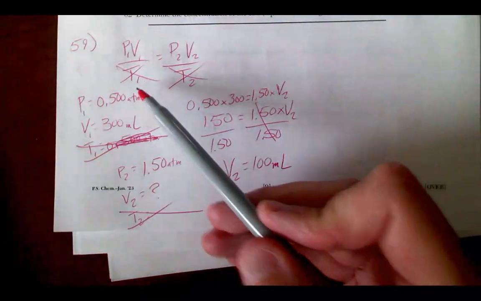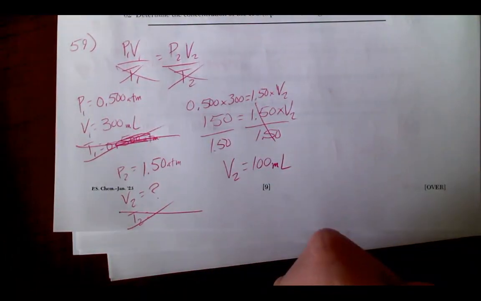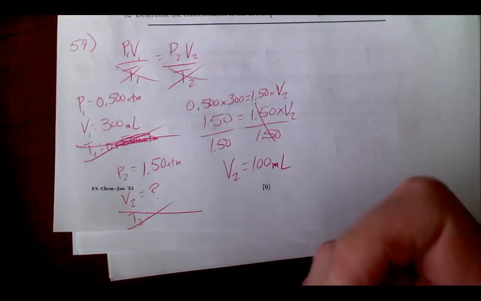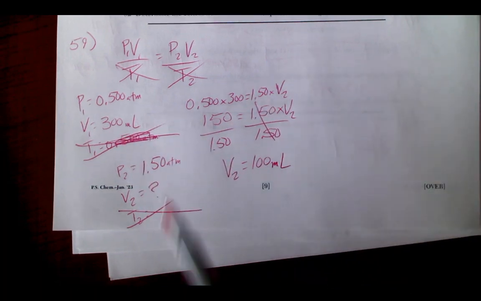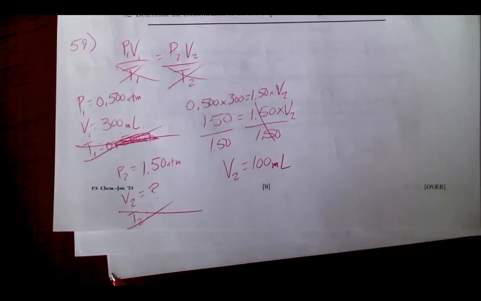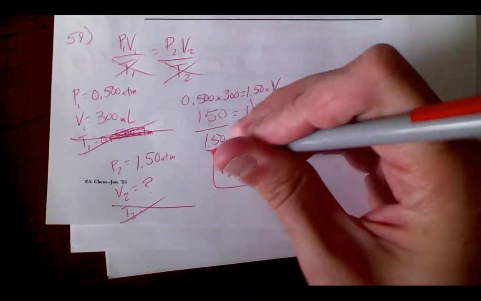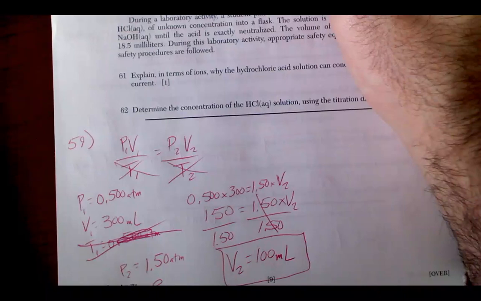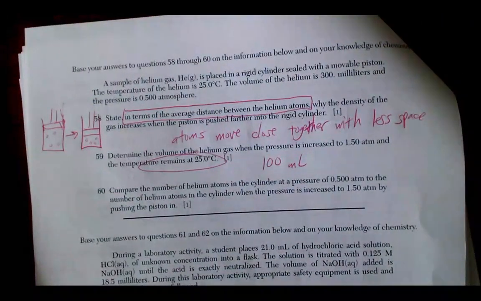But when the pressure is tripled, the volume gets cut, not in half, but by 3. So it goes from 300 down to 100. You tripled the pressure, so you divide the volume by 3, and that's what your volume ends up being. So the new volume will be 100 milliliters. So that's going to be our answer for number 59. 100 milliliters is your new volume of your container, of your gas.